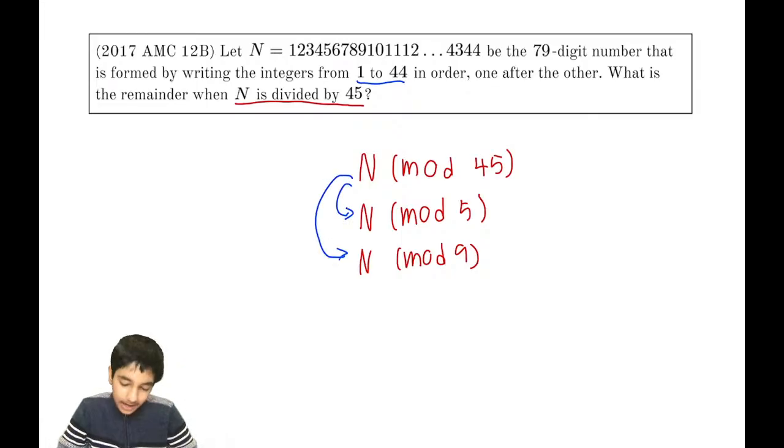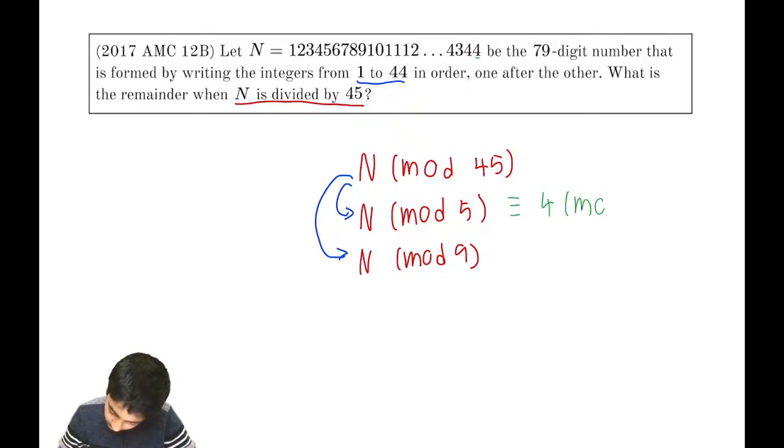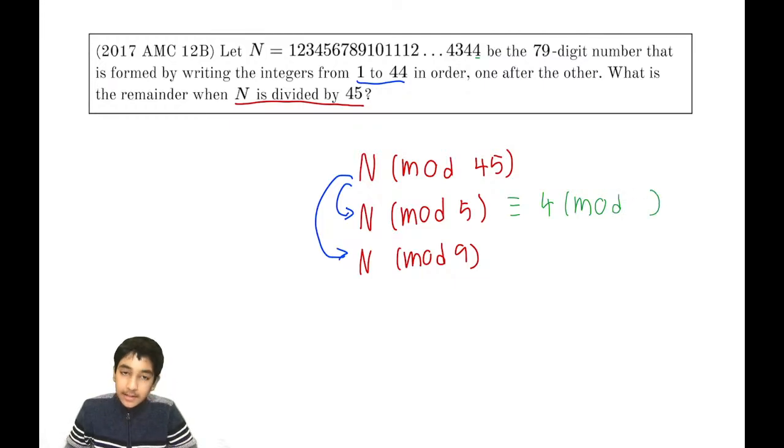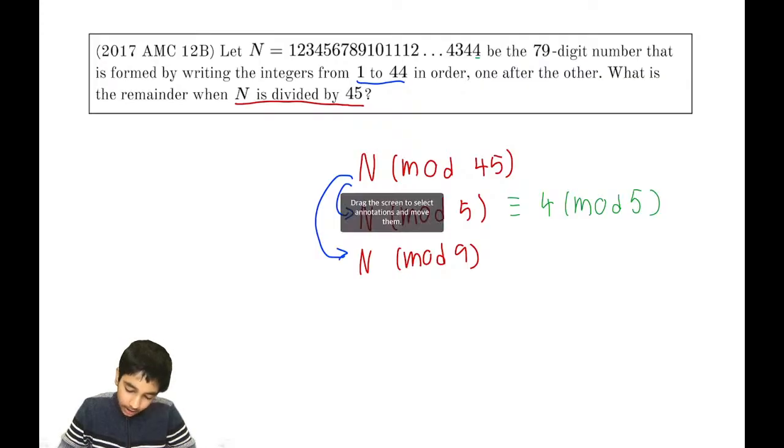So what is n mod 5? This is pretty easy. N mod 5 is just 4. So n is congruent to 4 mod 5. The reason is that the last digit is 4, so that means it's going to have a remainder of 4 when divided by 10, or 4 when divided by 5. That's a pretty easy case. I'm sure you all can do that. But the tricky part of the problem is n mod 9. And in order to do that, we need to look at the sum of digits of n.